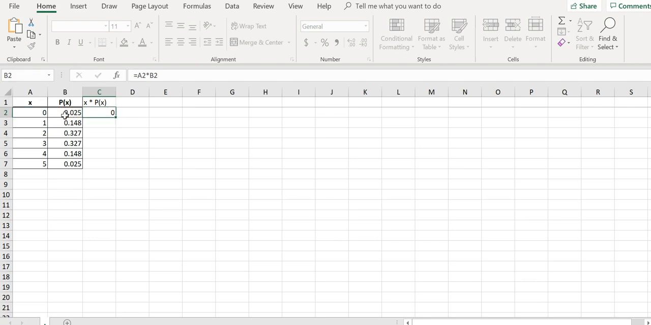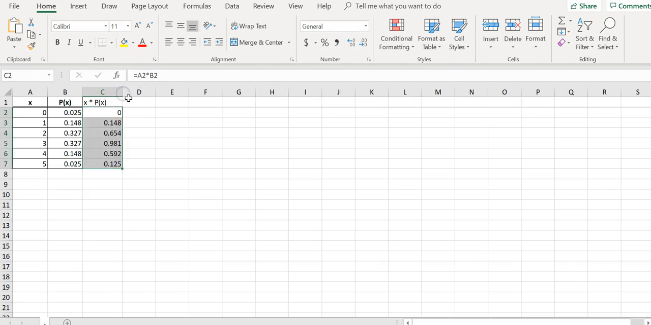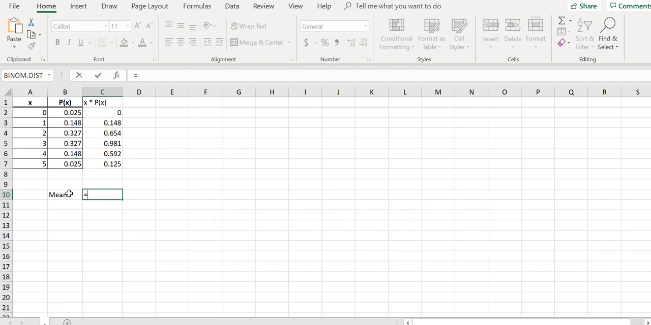And by highlighting the cells, then I can just grab this in the corner and drag it down, and I don't have to do it for each individual problem. So then to find your mean, we know that the mean is the sum of each x times its respective probability. So we'll just go ahead and find that.